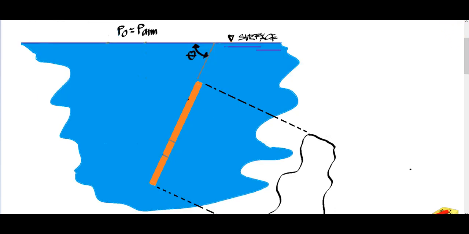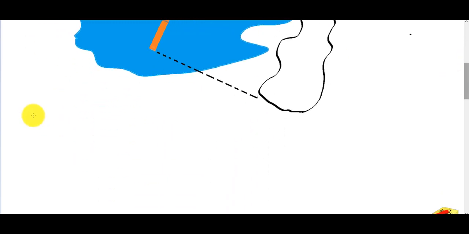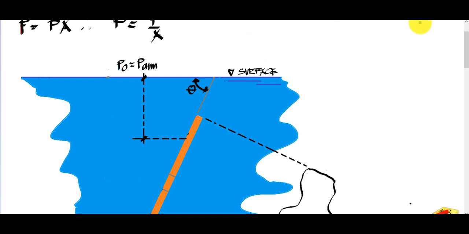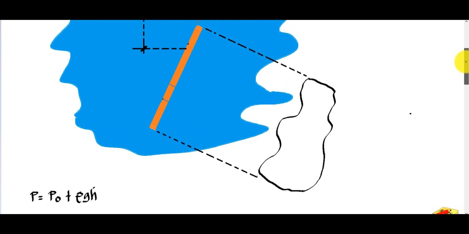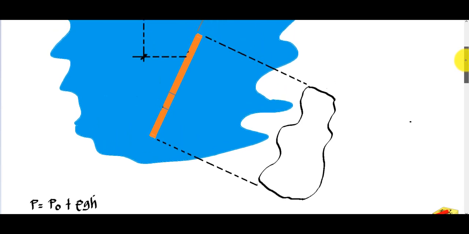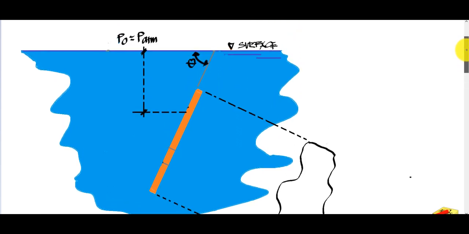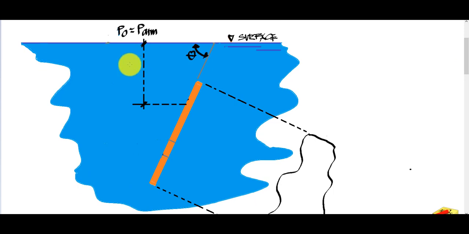Now the absolute pressure at any point on the plate is given by, I'm going to write it here, your absolute pressure P, equal to P0, which is your atmospheric pressure, plus your density times gravity times your height h, where this h is the vertical distance of a point from the free surface. Let's write it here. This is our h.